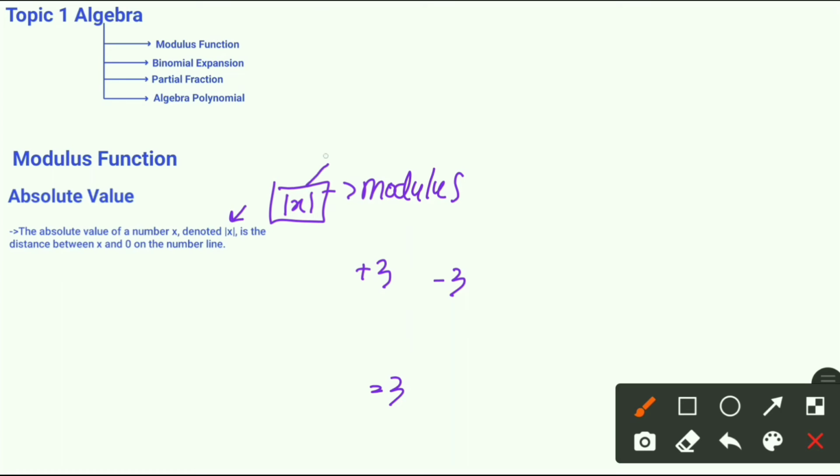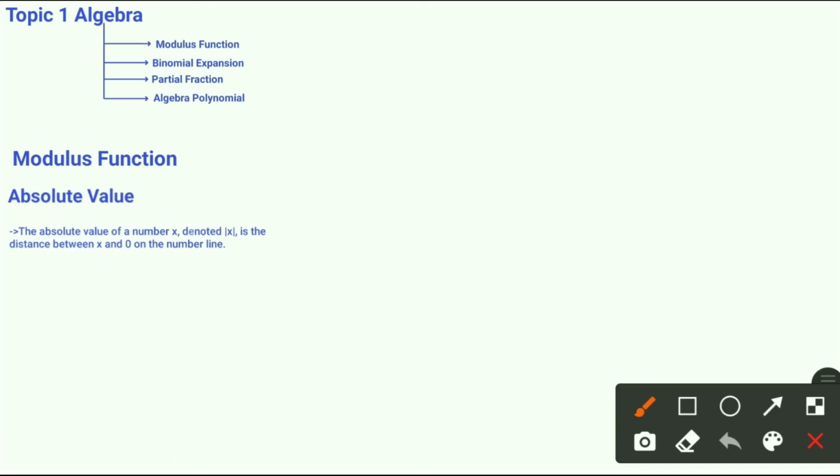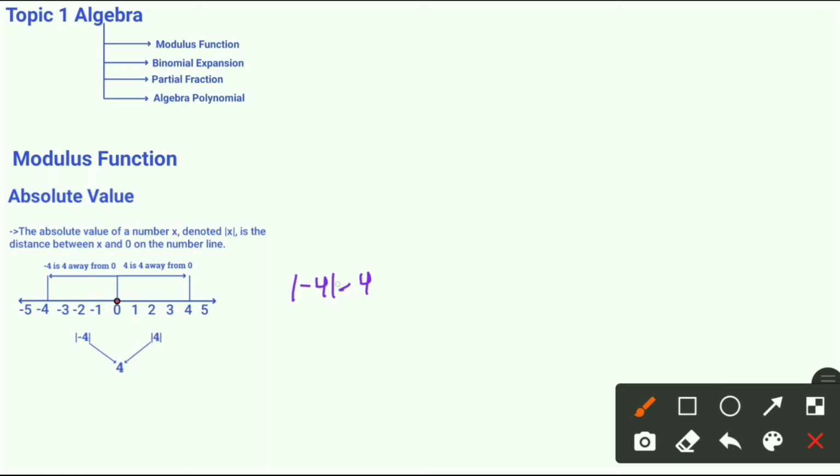The main purpose of modulus is to show the distance regardless of its direction, regardless of its sign, whether it is positive or minus. So the absolute value of a number x is the distance between x and 0 on the number line. Positive 4 and negative 4: if we take the modulus, it will be 4. It's the same distance. So this is the purpose of modulus.